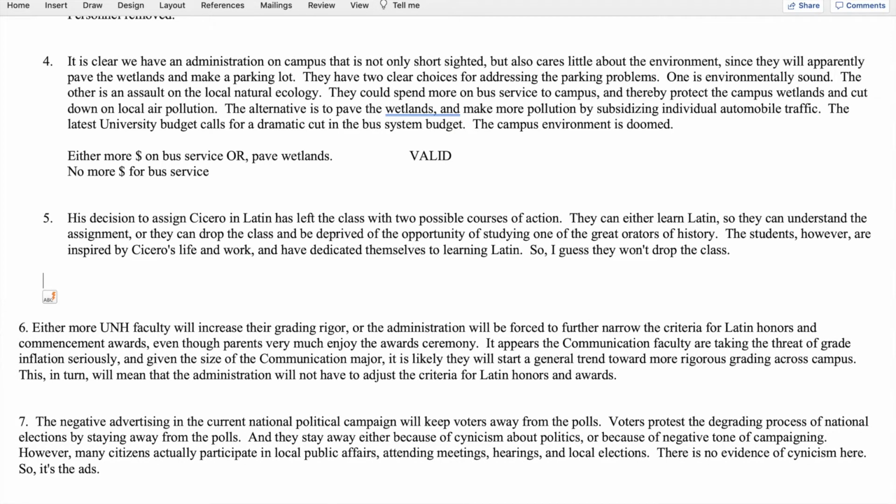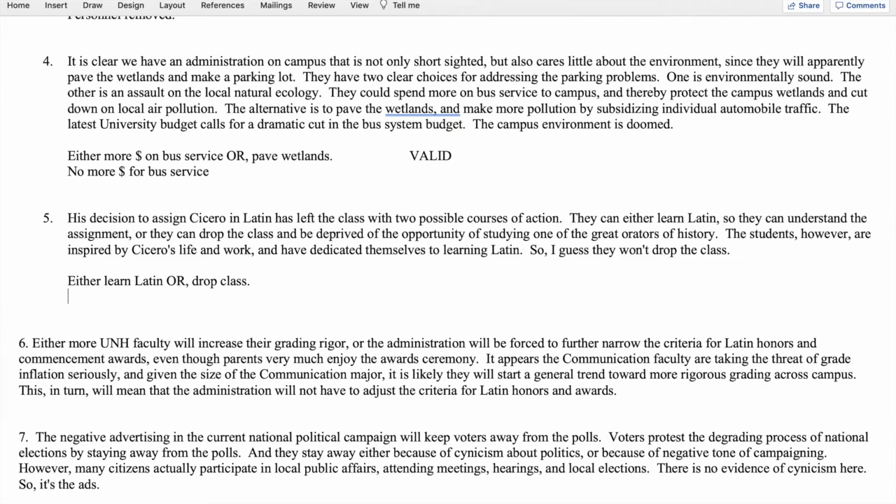So we would translate that into standard disjunctive form as either learn Latin or drop the class, right? And then the second premise tells us the students are inspired by Cicero's life and work, and why wouldn't they be? And they've dedicated themselves to learning Latin. So students learn Latin is the second premise.